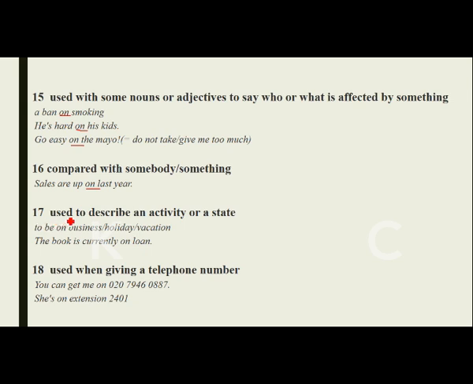Point number 17, used to describe an activity or state: to be on business, holiday, vacation. Okay, one thing you must bear in mind is that vacation does not take the plural. The period of holidays is known as vacation. Most of the time teachers and students write vacations. It is wrong. Write vacation, not vacations. Keep this point in your mind.